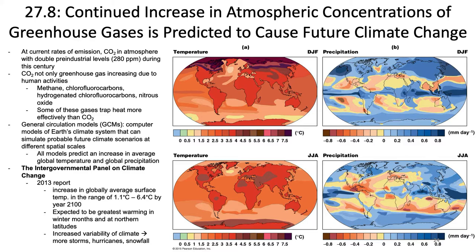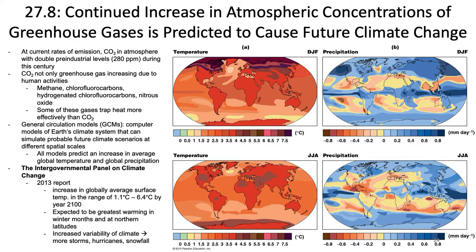So general circulation models are computer models of Earth's climate system that can simulate probable future climate scenarios at different spatial scales. And you can input as a parameter in the model, what if we decrease our carbon emissions by this? What if we do nothing? What if we decrease our emissions to this? And so you can change that parameter within the modeling to then see where we might be in the future if we take action now or if we do nothing.